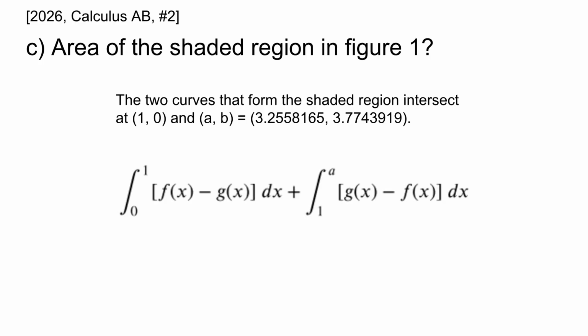So we have to take the integral from 0 to 1 of f of x minus g of x dx, and then add that to the integral from 1 to A of g of x minus f of x dx.